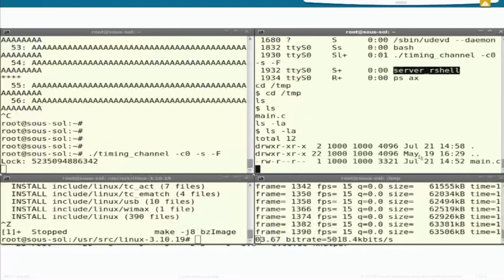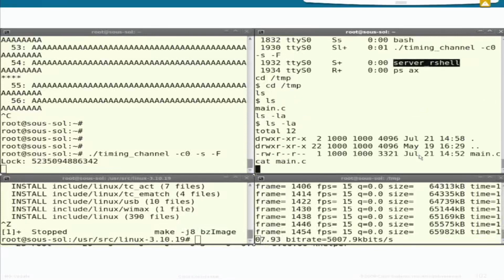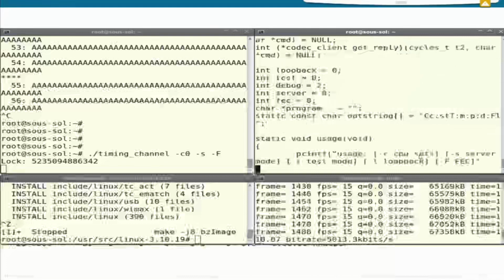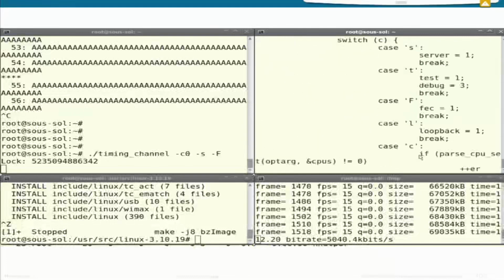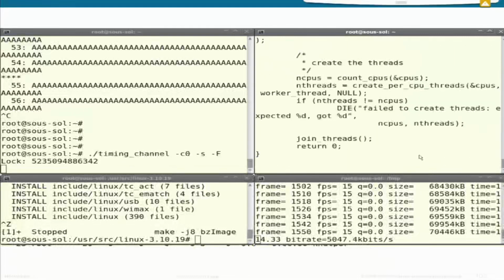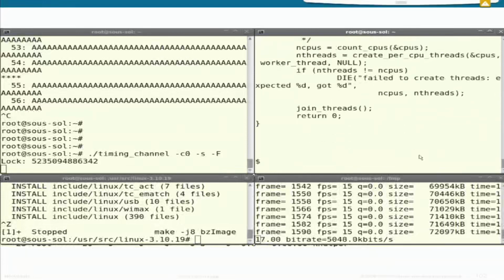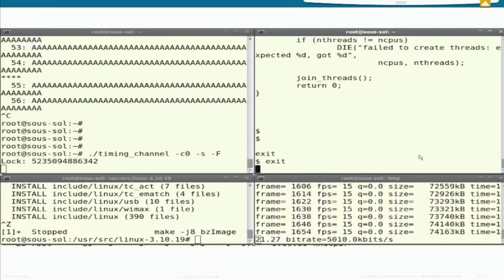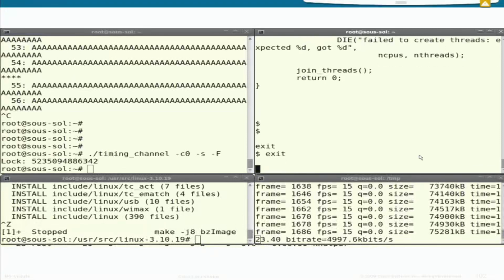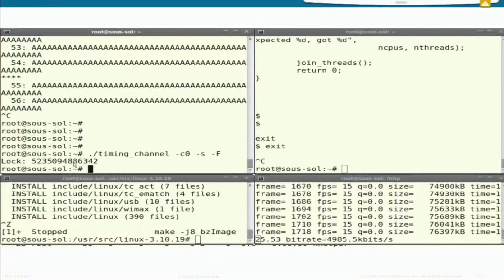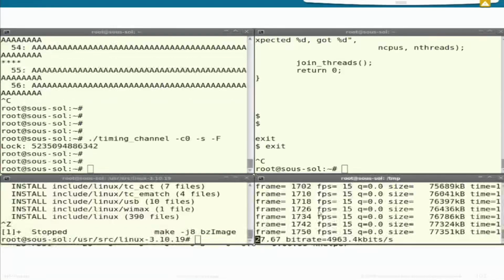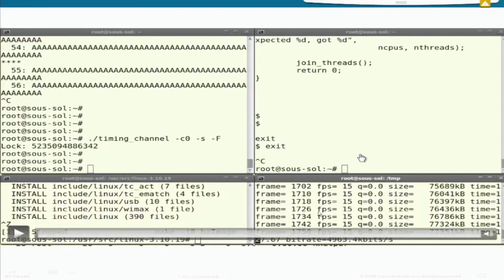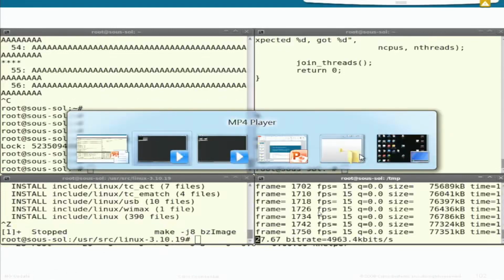I'm going to dump a file right now. That's part of the source code for this timing channel, one of the files. So yeah, basically that's the reverse shell that is going on. I'm just doing exit. The exit is going to exit on the server side, obviously. All right, so that was the reverse shell example. Let's go back here to the slide.